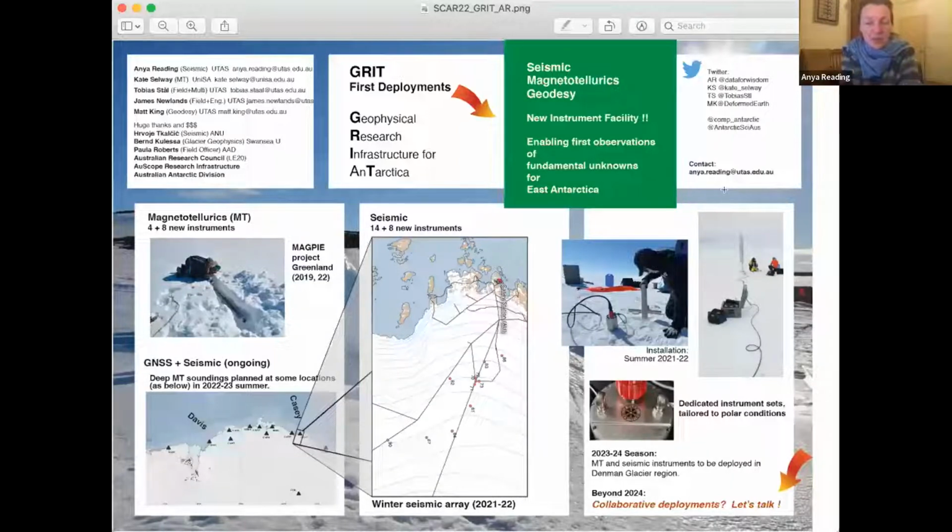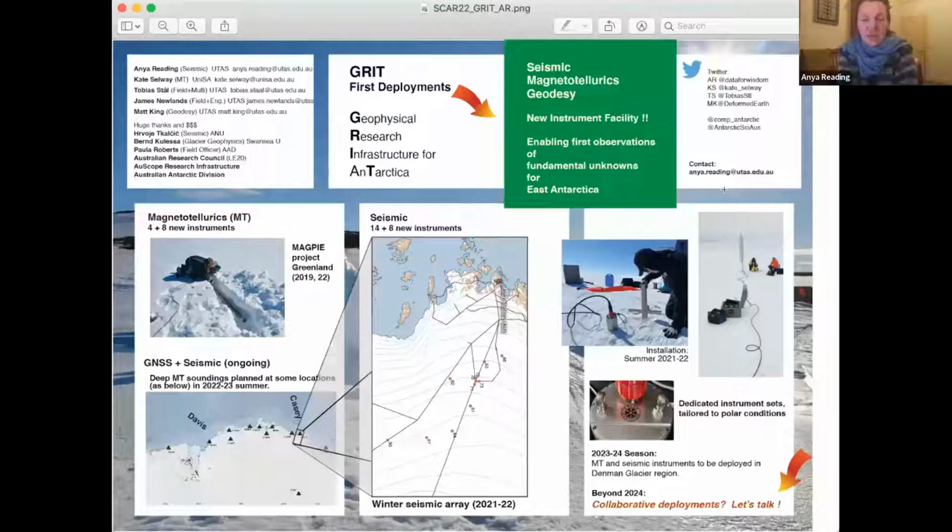We have a pilot deployment out right now along some traverse lines from Casey Station. That's the middle map there. And Kate's just back from a major deployment in Greenland, using those instruments to make constraints on the geoelectric structure of the deep lithosphere there, for isostatic adjustment connections.